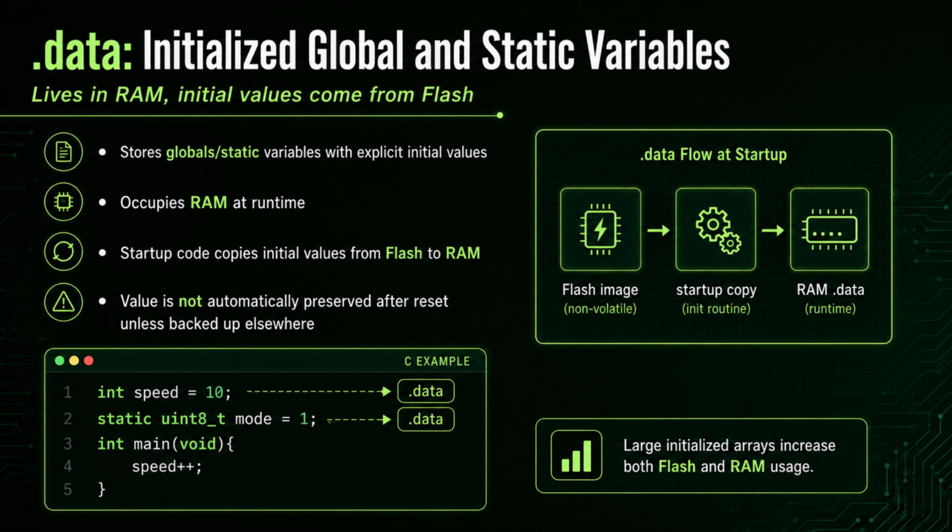This is why large initialized global arrays can be dangerous in small embedded systems. They may increase flash usage and RAM usage at the same time. For example, if you create a large lookup table as a normal initialized global array, it may occupy RAM even if the values never change. So the .data section is useful, but it must be managed carefully. In embedded systems, every byte of RAM matters.